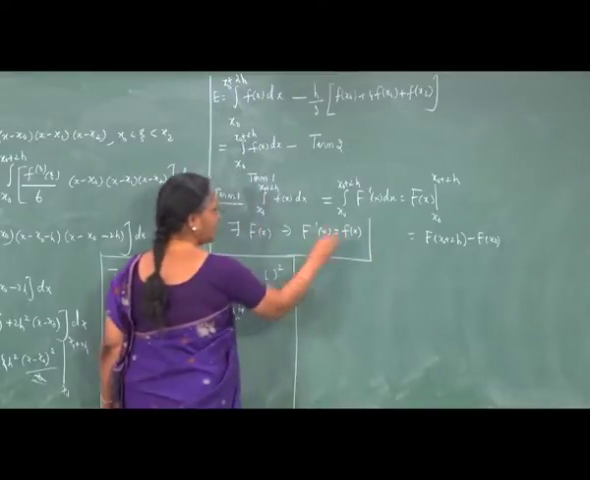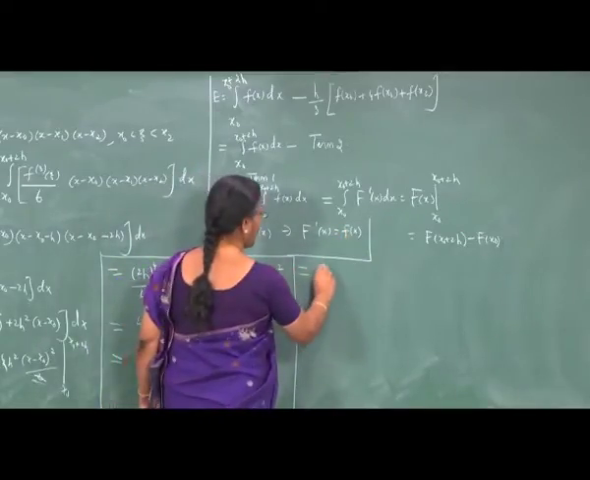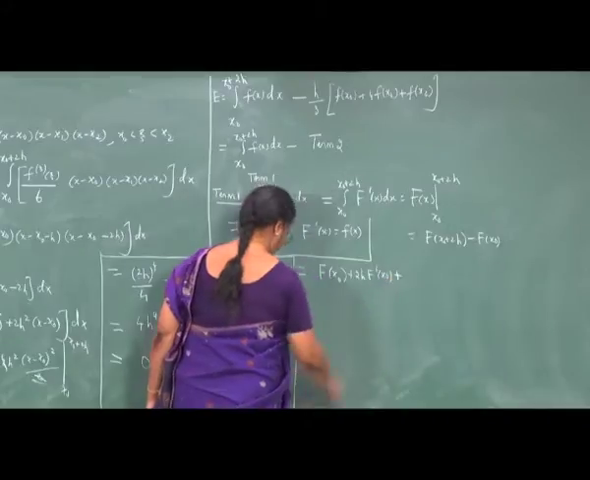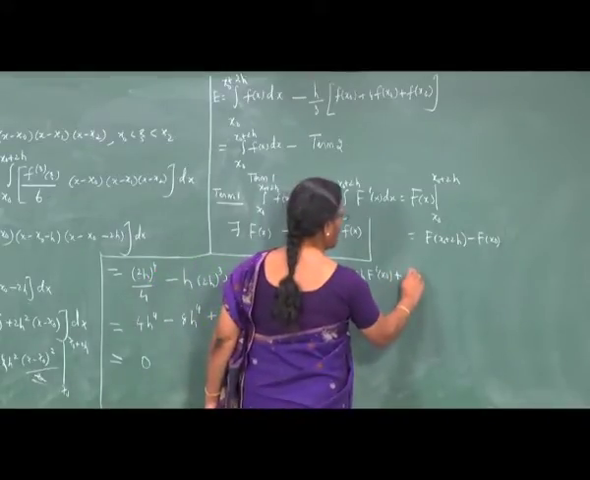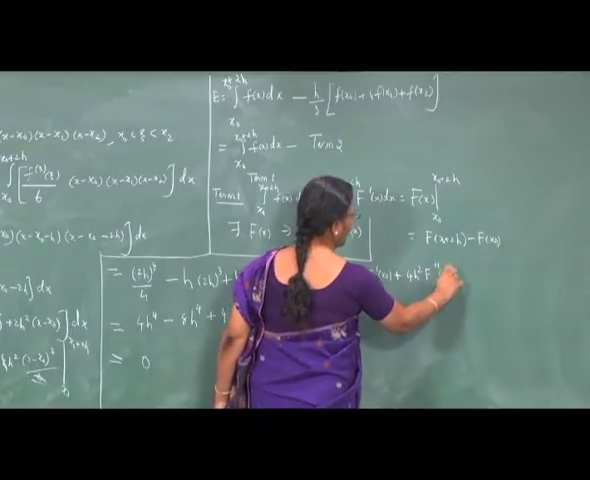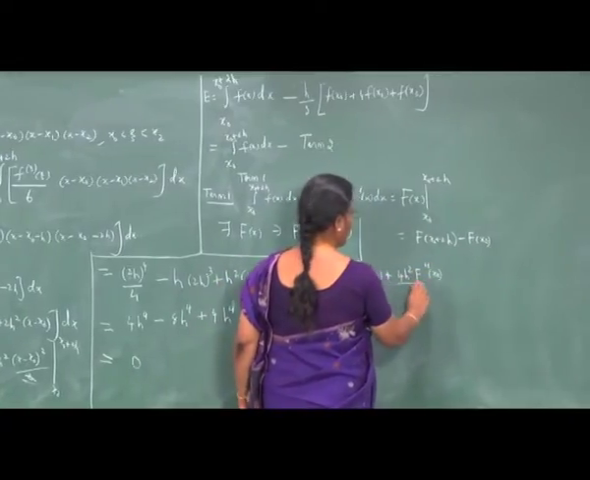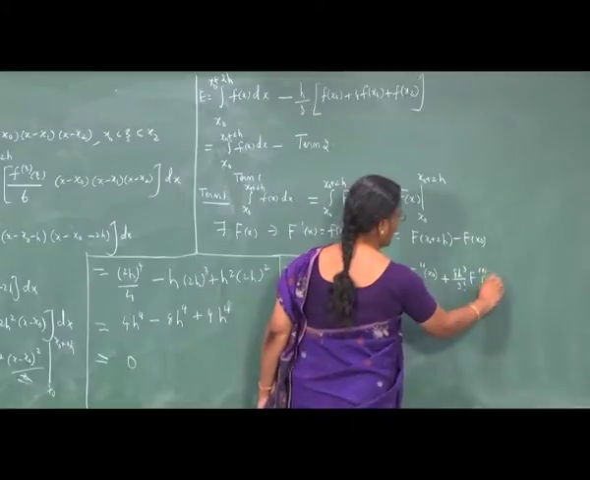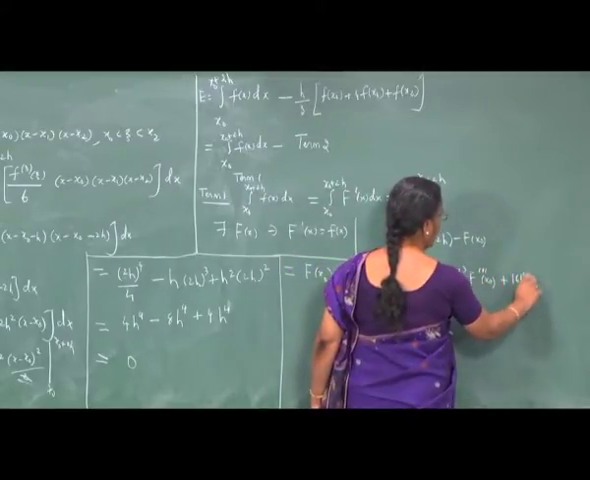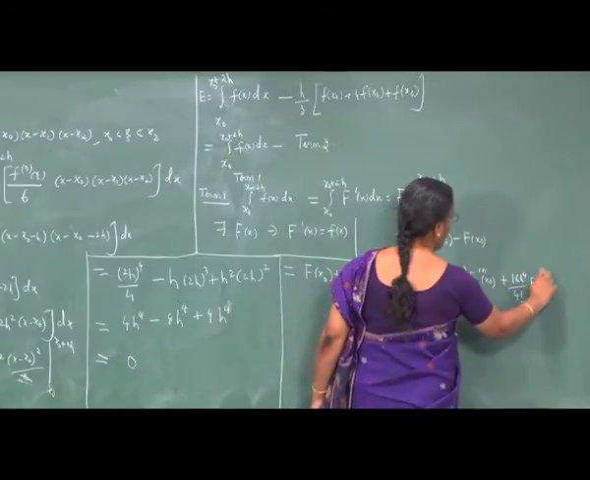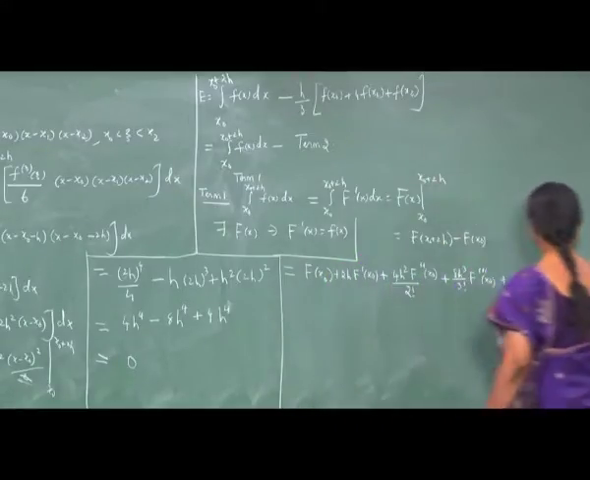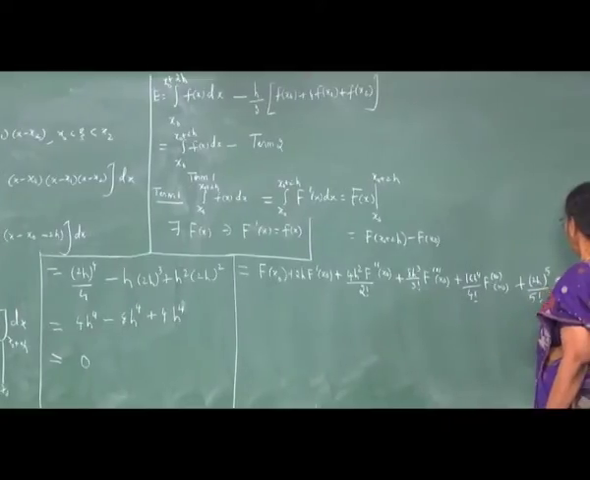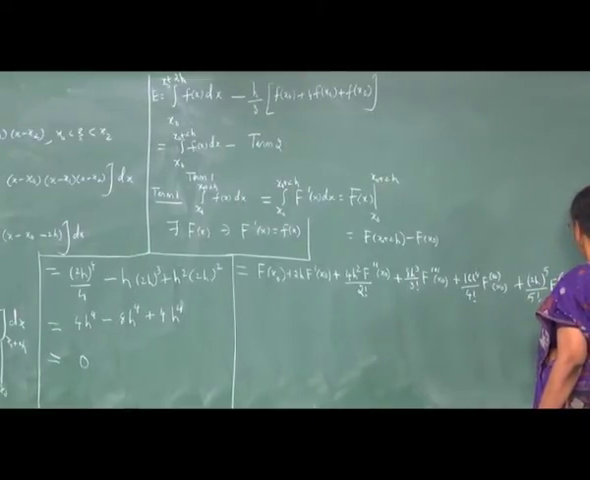So, we shall use Taylor's theorem and write this as f of x0 plus 2h into f dashed of x0 plus (2h)^2 by factorial 2 into f double dashed of x0 plus (2h)^3 by factorial 3 into f triple dashed of x0 plus (2h)^4 by factorial 4 into the fourth derivative at x0 plus (2h)^5 by factorial 5 into the fifth derivative at x0 and so on.